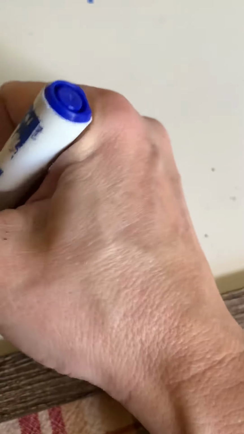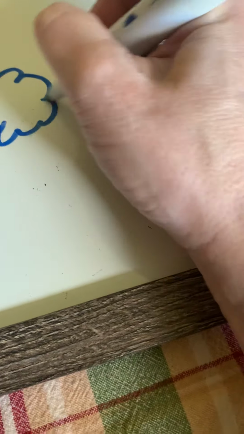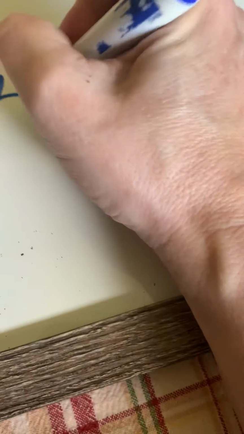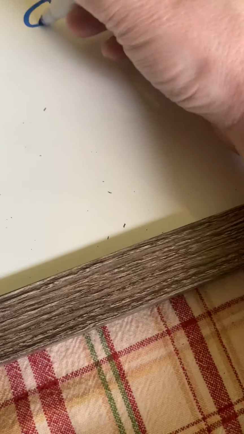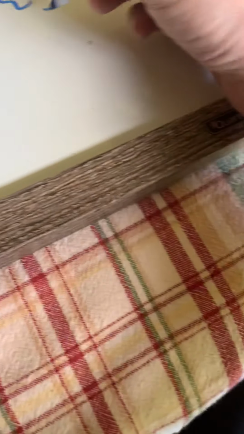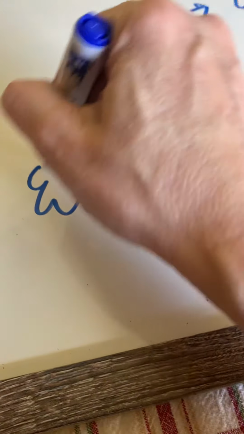So I'll draw some different kinds of trees here. 1, 2, 3, 4, 5. I don't like this one. I'm going to make that. And we have 6. Okay, so we have 6 apple trees.